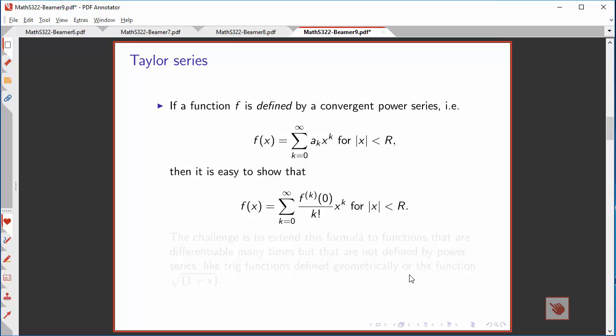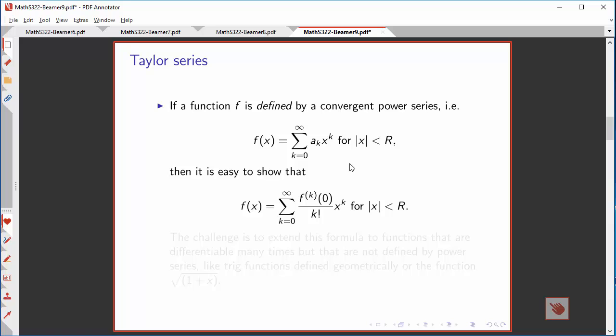Let's turn now to Taylor series. First, consider the simple case. Suppose we have a function that's defined by a convergent power series. In other words, for x less in absolute value than the radius of convergence R, we define f of x as the sum of this convergent series.